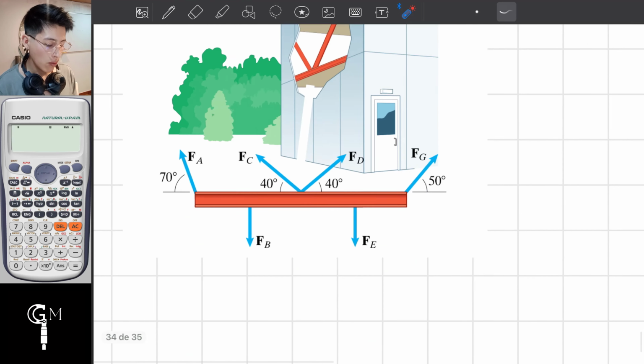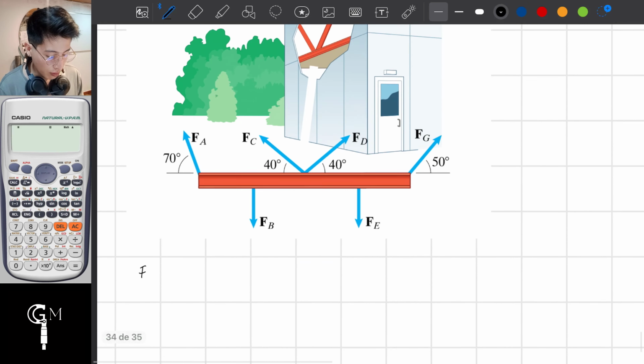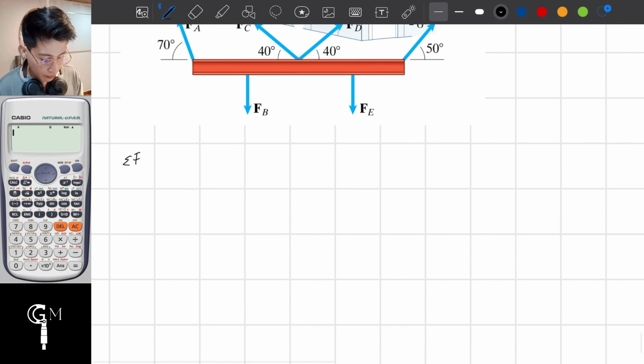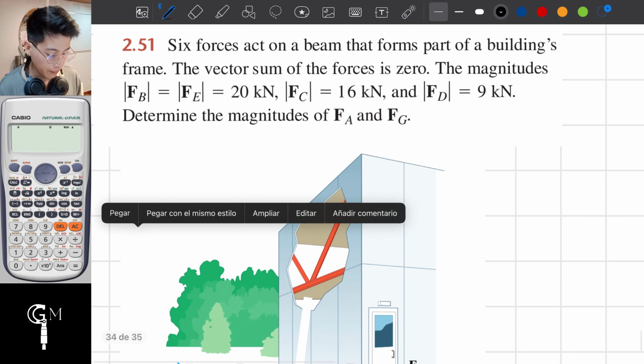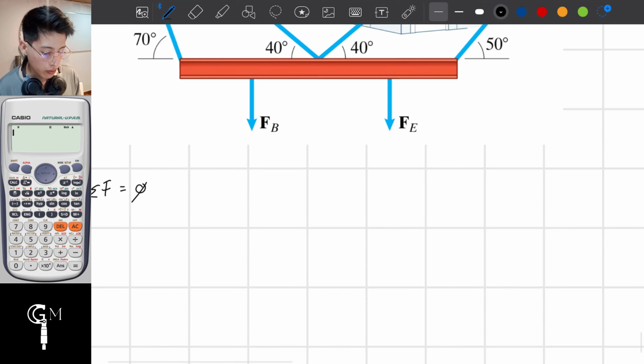Okay, so first step. Write down the statements that the exercise is giving us. So, the summatory of forces is equal to 0. Second statement. Fb equals Fe, and both of them are equal to 20 kilonewtons.